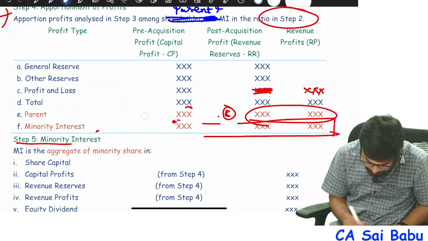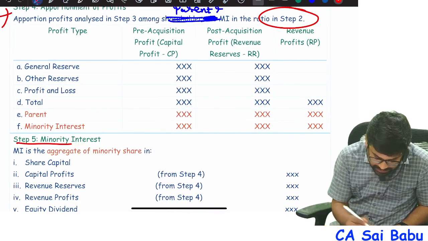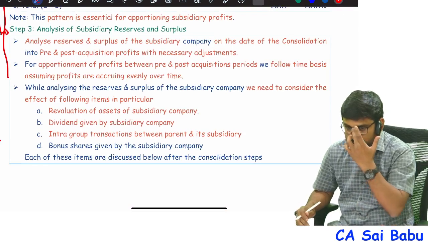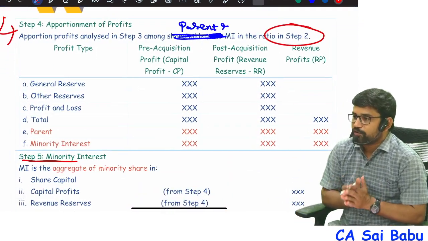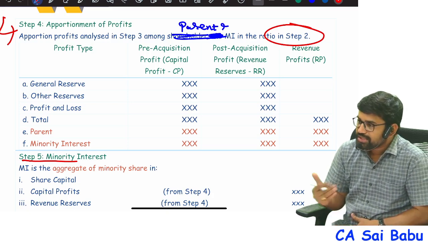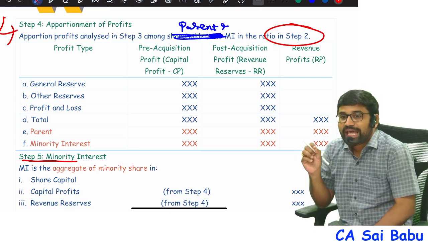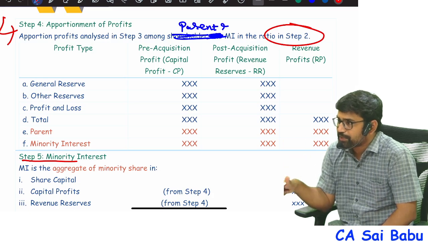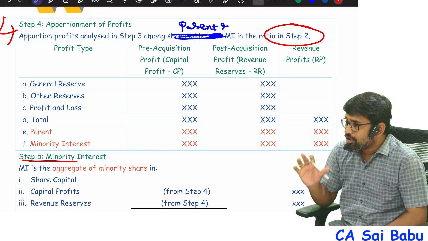So the most important step is, once you analyze the subsidiary company profits into pre and post, then you need to apportion these profits between parent and minority shareholders. Because the character of the profits of the subsidiary company changes the accounting treatment. That's why we need to analyze. Understand that logic, you should not forget.